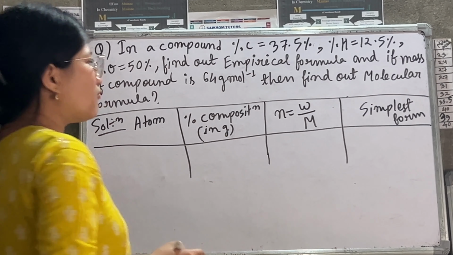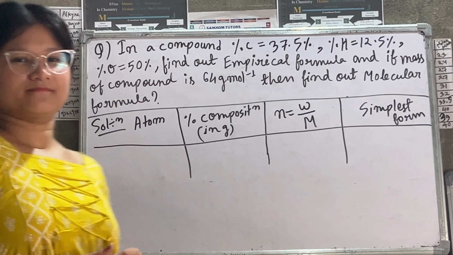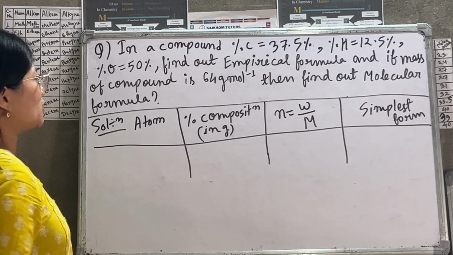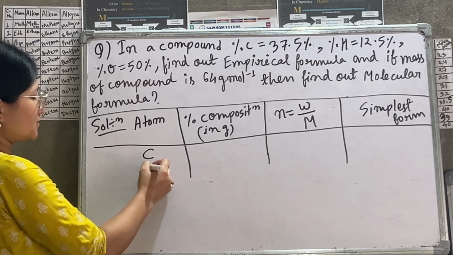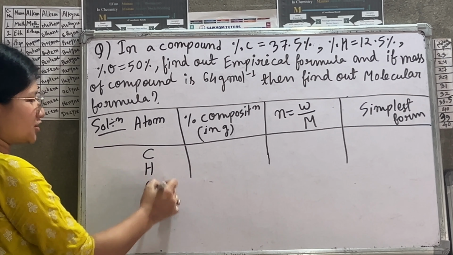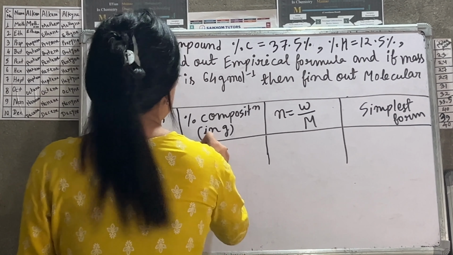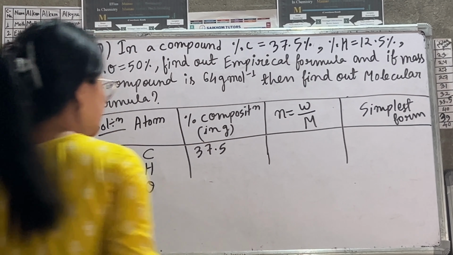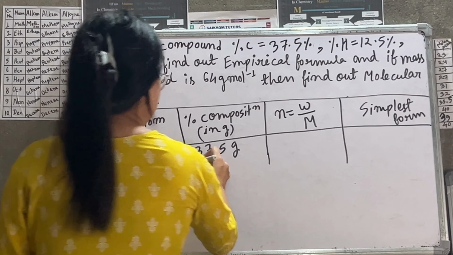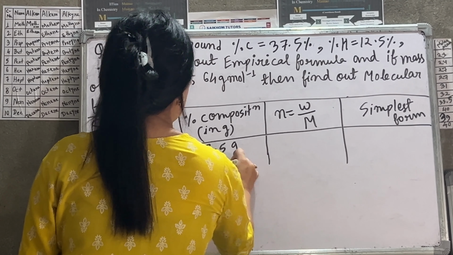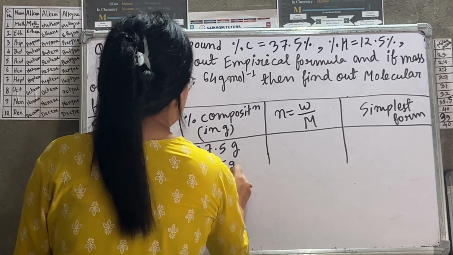And this simplest form is called the empirical formula, which we discussed previously. In the question, we have a carbon atom, hydrogen atom and oxygen atom. The amount of carbon is 37.5. Write this percentage form in grams. So this is the gram. The weight of hydrogen is 12.5 gram, and the weight of oxygen is 50 gram.